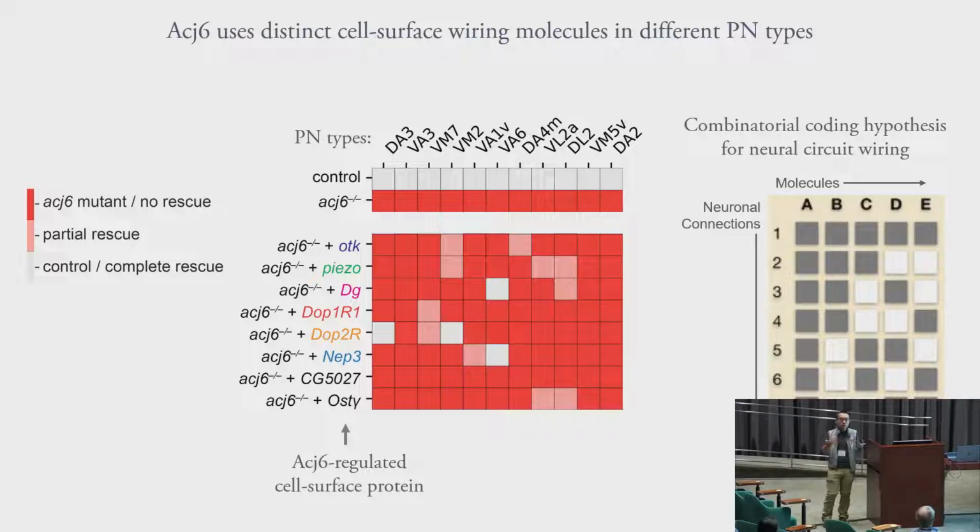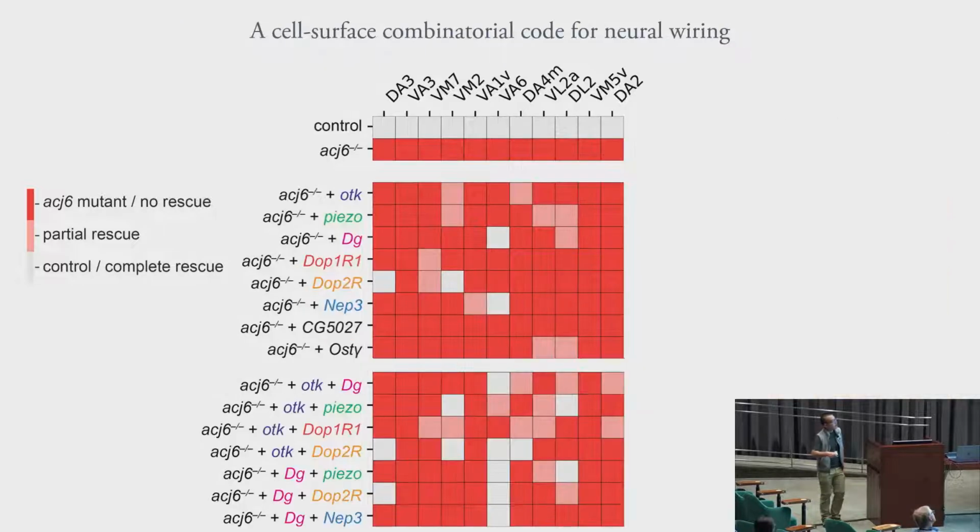If we use a one-to-one specifying system, we'll soon run out of molecules and could not complete the task at all. So the hypothesis is that these molecules can form combinatorial codes, which can significantly increase their coding capacity. Our proteomic data and genetic data allow us to experimentally test whether that's true. By simultaneously supplying back pairs of cell surface molecules, we indeed observed broader and stronger phenotypic rescue, as shown by more white and light color squares here, providing real-world data demonstrating the combinatorial coding theory.